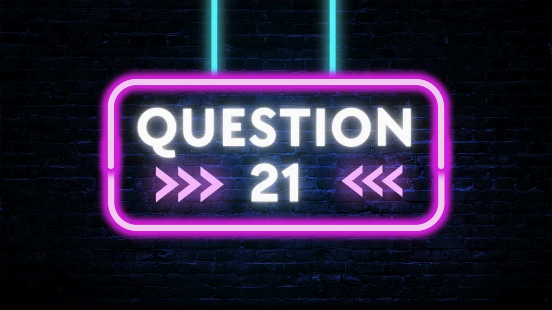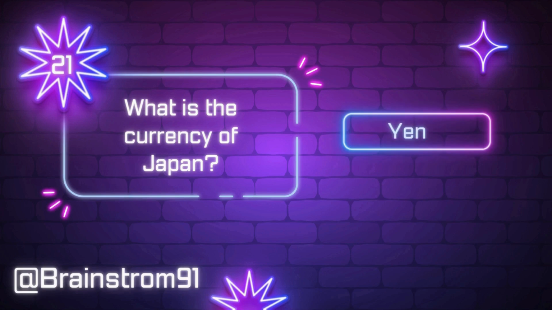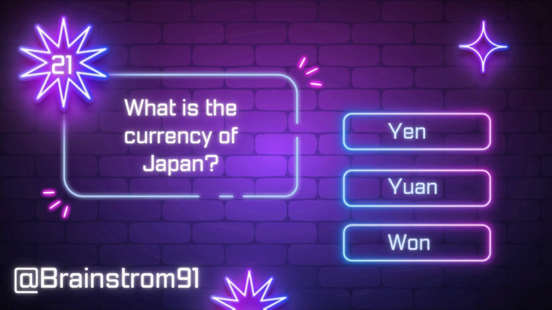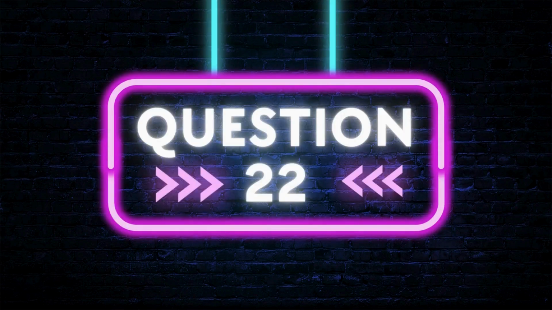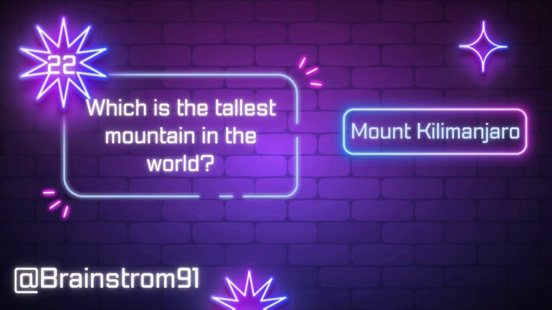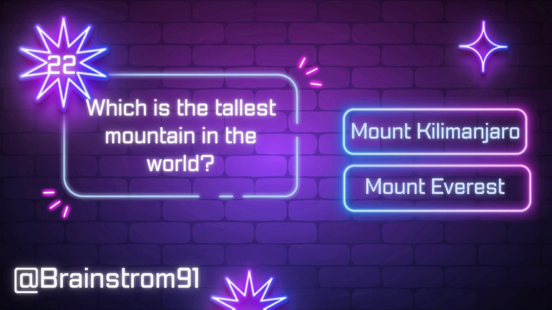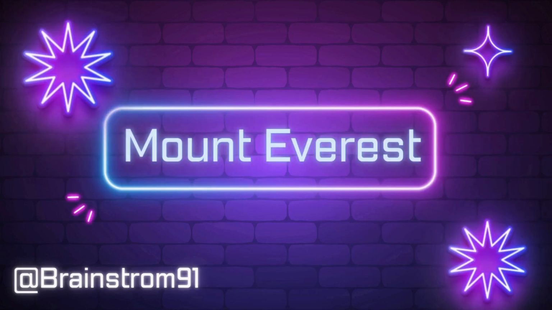Here comes question 21. What is the currency of Japan? Yen, yuan, won. Answer: yen. Get ready for question 22. Which is the tallest mountain in the world? Mount Kilimanjaro? Mount Everest? K2? Answer: Mount Everest.